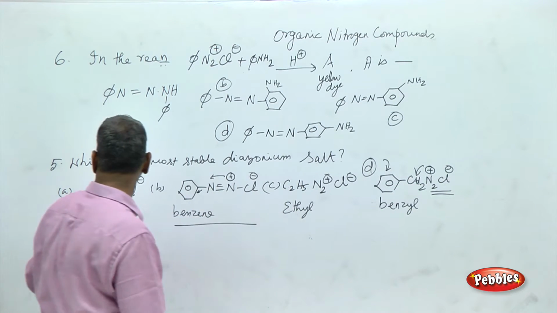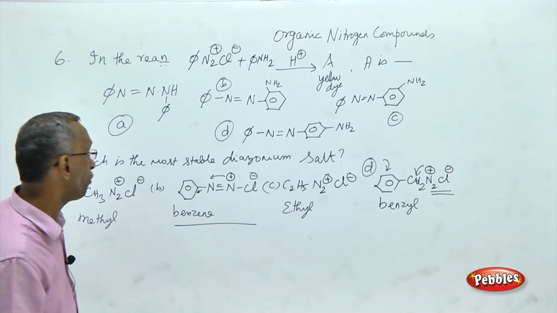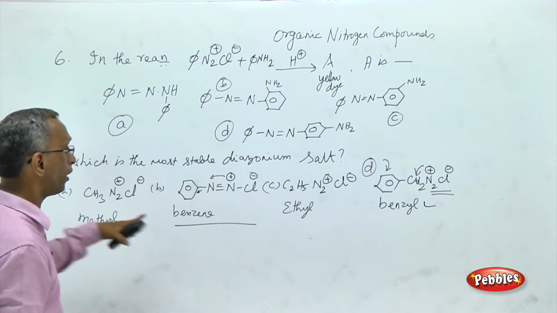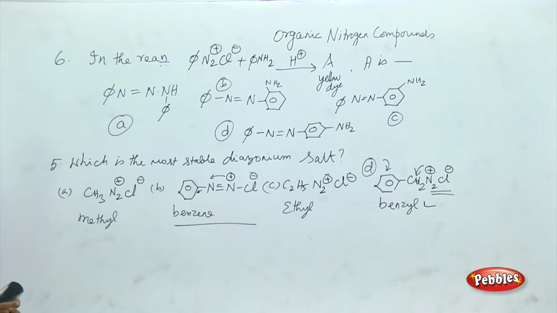So here we have CH3, in which one hydrogen is replaced by a phenyl group. So maybe it can be less reactive than methyl diazonium chloride, but it is more reactive than benzene diazonium chloride. To repeat the current question and answer, the most stable diazonium salt among the given 4 choices is benzene diazonium chloride, with the formula C6H5N2+ Cl-. This finishes the current question and its answer.